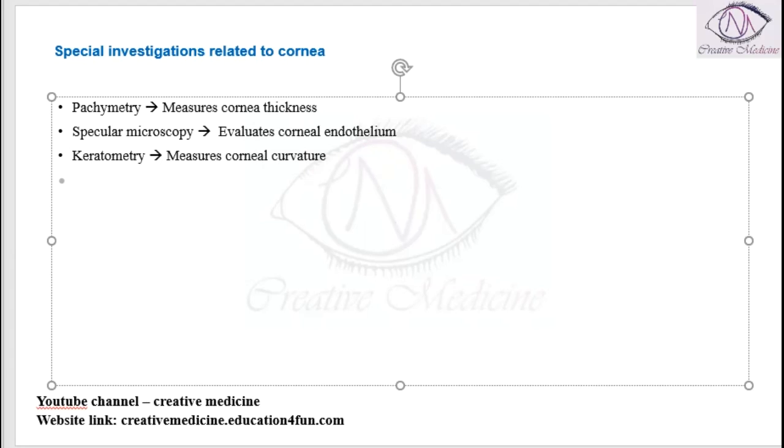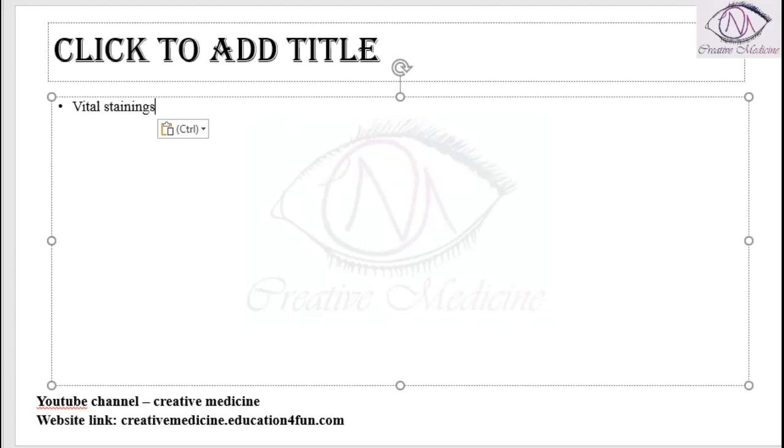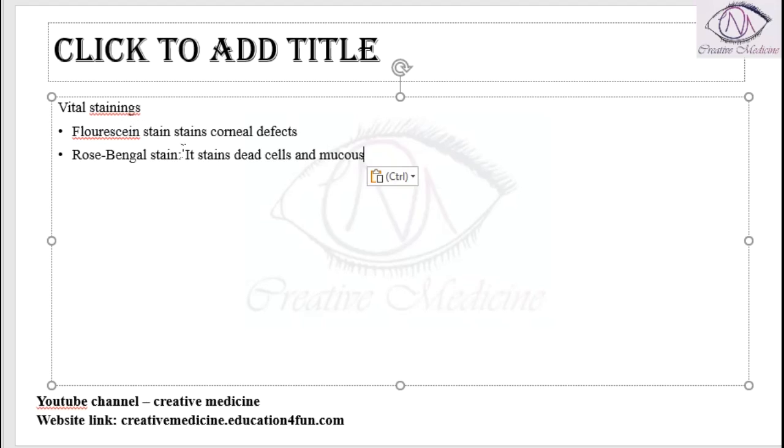Then we have keratoscopy, or Placido disc, or topography, which detects abnormalities of the corneal shape. We also have some vital stains, like rose bengal stain. Corneal defects are stained by fluorescein stain, whereas rose bengal stain will stain the mucus and dead cells.